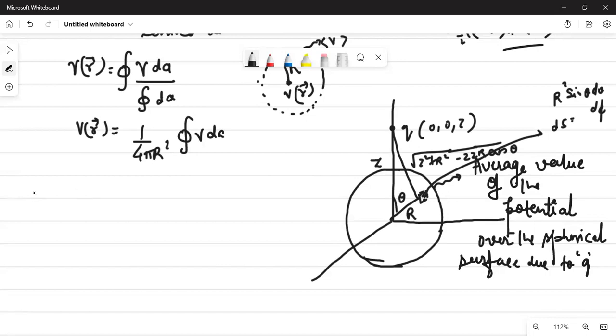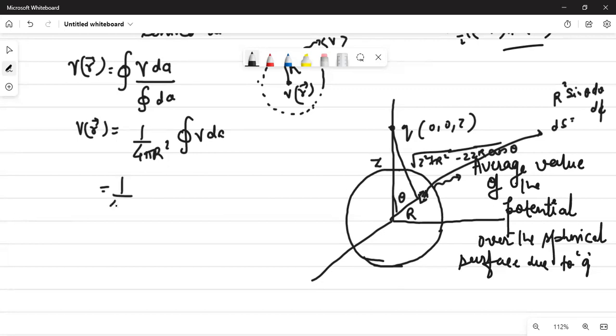Now, in order to find the average value, I take the potential at this particular patch and integrate over all these patches. See what I've done: I've taken this particular charge q, and I have found the potential at this particular patch. If I take all these patches and integrate them up, I'll be able to find the total potential. And if I divide it by 4 pi R squared, I will be able to find the average potential over the spherical surface.